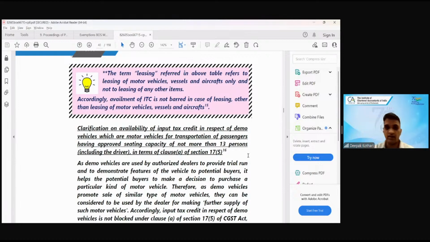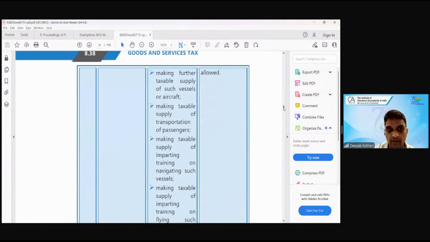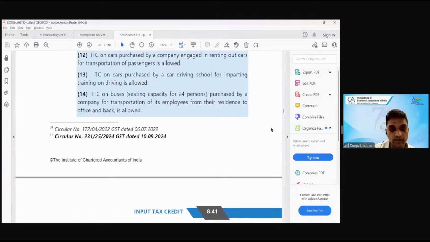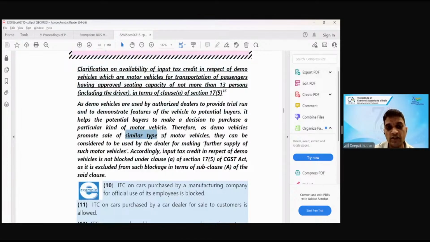That was the question. The answer from the department came that demo vehicles are used by authorized dealers to provide the trial run and to demonstrate the features of the vehicle to the potential buyers. It helps the potential buyers to make a decision to purchase a particular kind of motor vehicle. So if that is not there, they cannot decide. In that case, as demo vehicles help to promote sale of similar type of motor vehicles, they can be considered to be used by the dealer for making further supply of such vehicles.